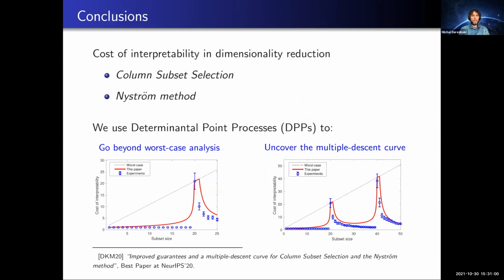So to conclude, in this talk, we studied the cost of interpretability in dimensionality reduction. In particular, I focused on two methods of dimensionality reduction, column subset selection and the Nyström method, both of which use data subsets to construct small but interpretable representations of large data sets. And in the results, we overcame some limitations of the prior work to accurately capture and explain the nonlinear behavior of the cost of interpretability.